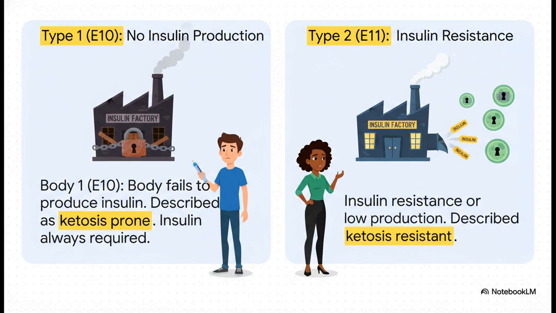With type 1, the insulin factory is closed, no production. With type 2, the factory is open, but the product it's making, the insulin, is being resisted. This is why insulin use alone tells you nothing about the type. For type 1 patients, it's a necessity for survival. For type 2 patients, it's just one of many tools they might use to manage the condition.